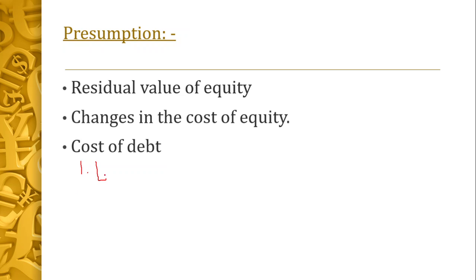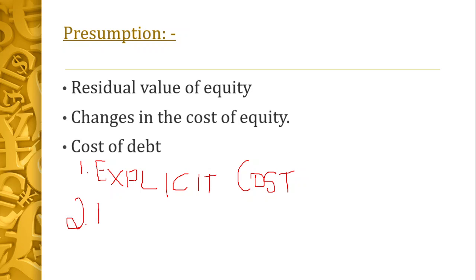First one under cost of debt is explicit cost. The second one is implicit cost. Okay. Now, first one, let us see explicit cost. What is this explicit cost?